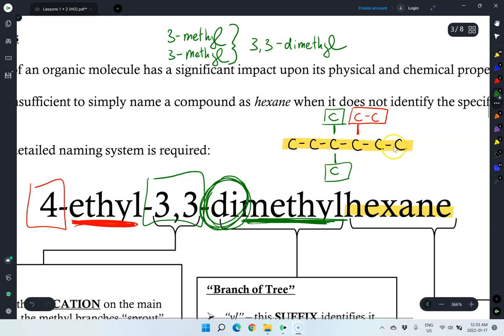Alright, so we've got the main parent chain, the trunk of our tree, hexane. We have 2 types of branches, the ethyl branch located on carbon number 4, the methyl branch located on number 3, and of course there's 2 of them, one sprouting up, one sprouting down. So all that's left to draw on our tree are the leaves, and that would be our hydrogen atoms. Now let me just erase these boxes. And there you have it, 4-ethyl-3,3-dimethylhexane drawn in a condensed structural diagram.